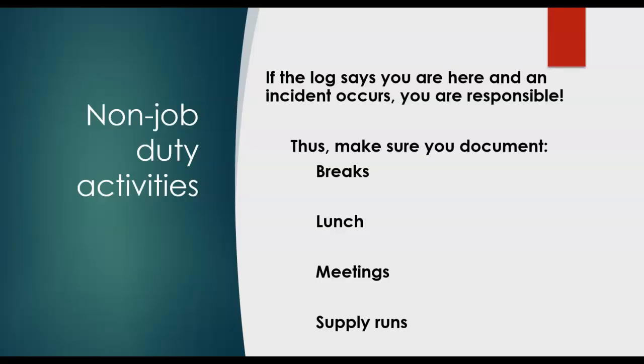One of the things that's very important is if you don't document something, then it's like it never occurred. So it's very important that if you don't document that you're leaving your workstation for something else and something occurs, you're going to be held responsible. So some of the things that you would want to document out and ins would be breaks, meals, meetings, supply runs, etc.